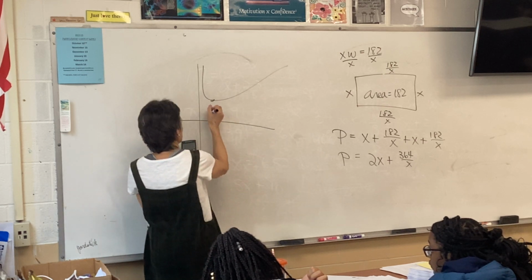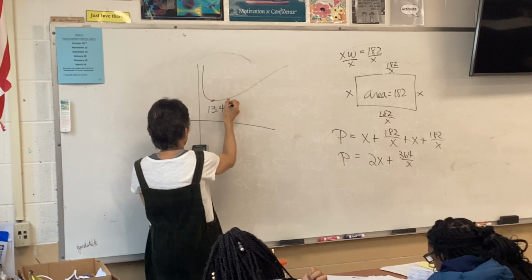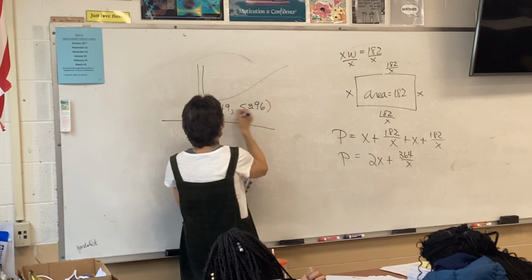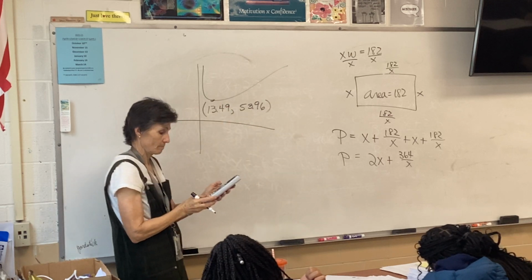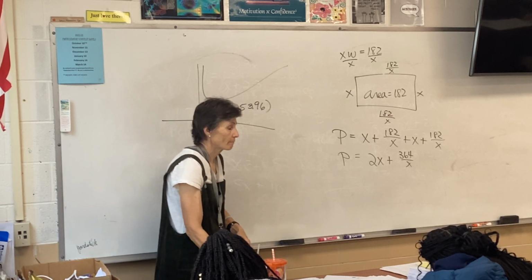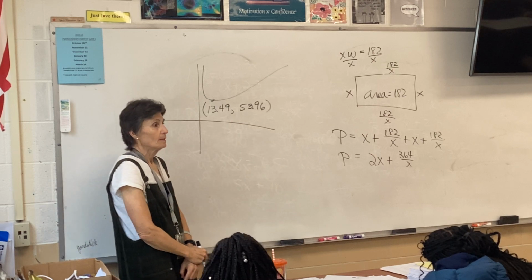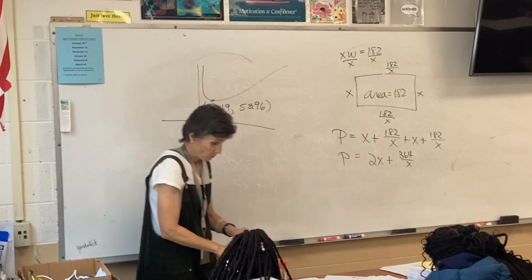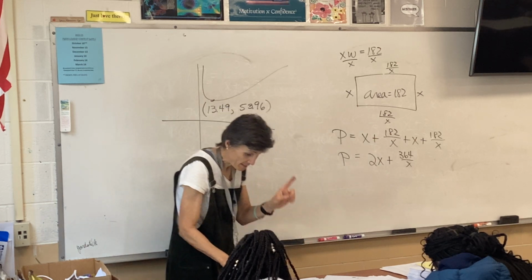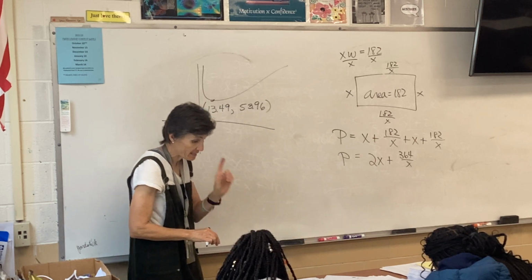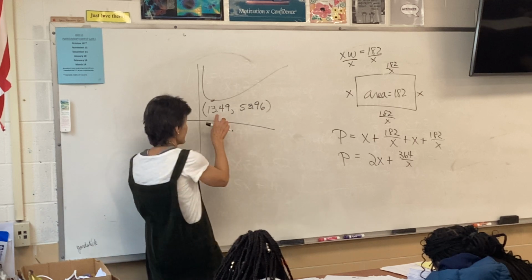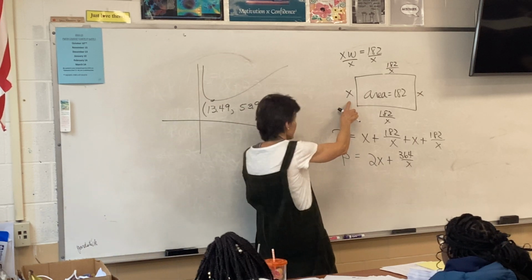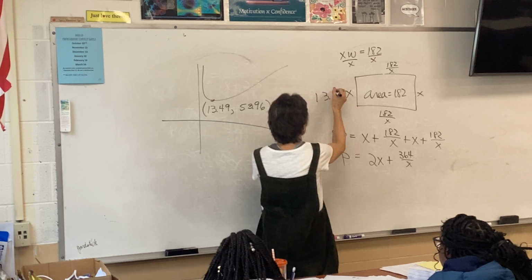Okay, so this is what I got, 13.49, 53.96. And is that just the answer? Well, one of those is probably the answer. Well, what do we want to know? Find the dimensions of the rectangle. What does this number stand for? X. That's this, right? So that's one of the dimensions.